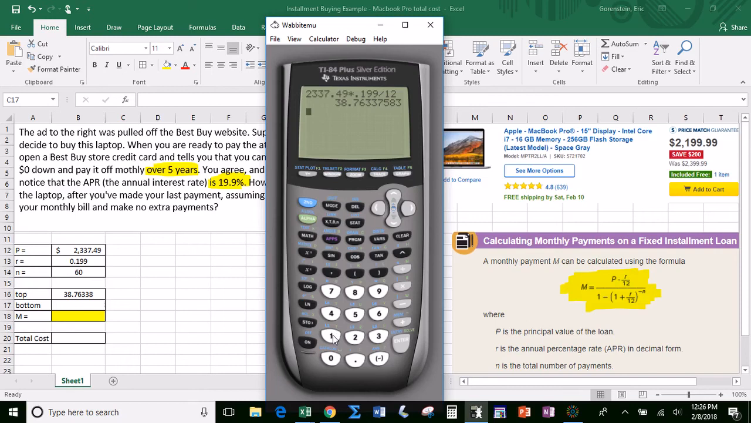And make sure you're careful with where you're placing the parentheses. 1 minus parentheses, 1 plus R, that's 0.199, divided by 12, close parentheses, raise that to the power negative n. N is the total number of payments. So you're going to make 60 payments.